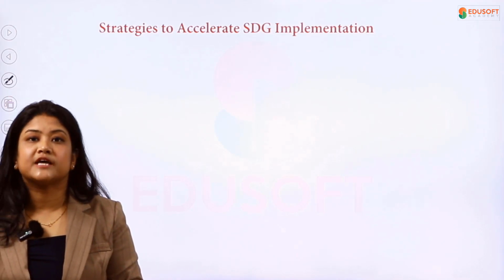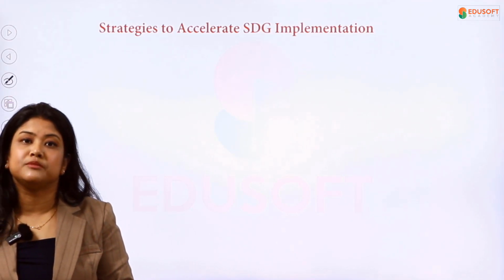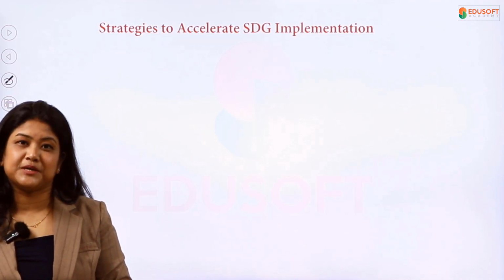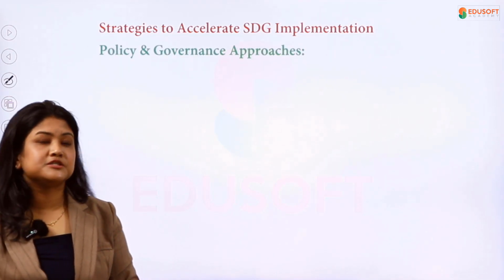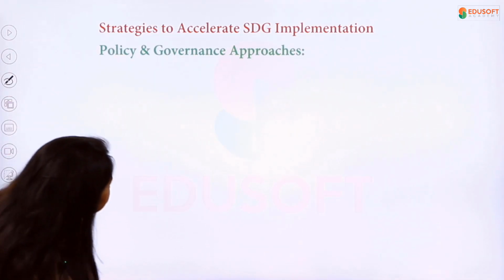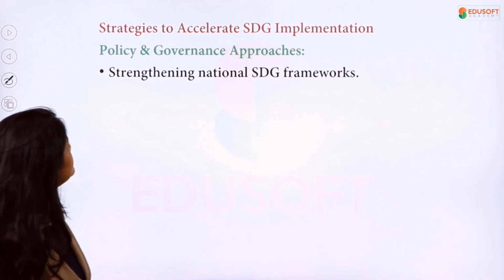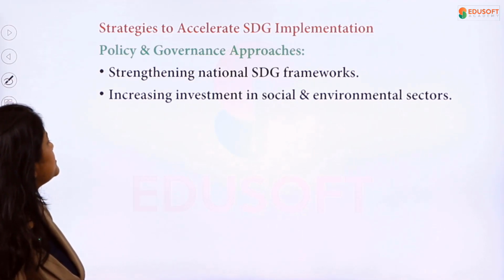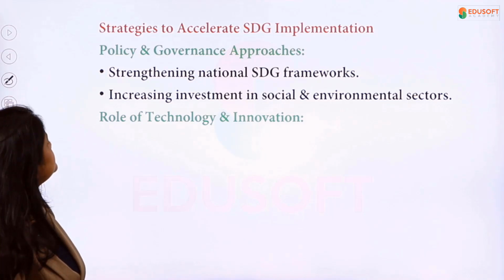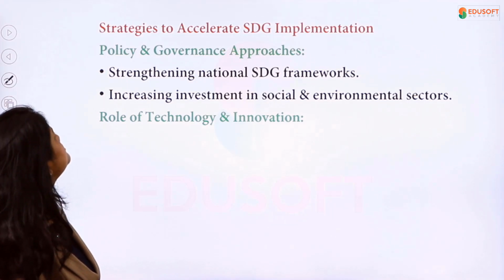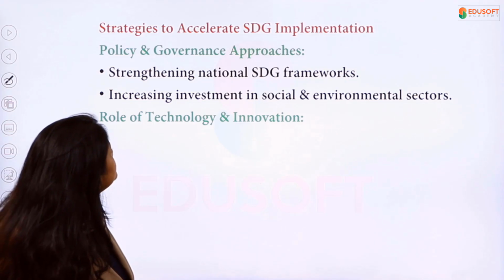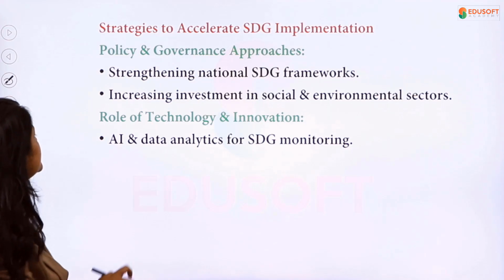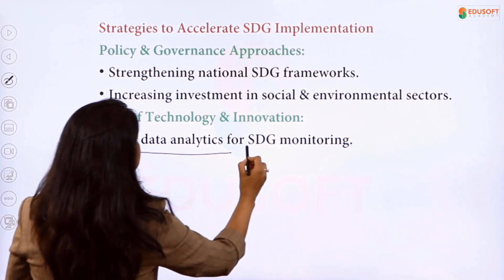So the strategies to accelerate SDG implementation. What are the different strategies that are there to accelerate SDG implementation? Let's see. In terms of policy and governance approaches: strengthening national SDG frameworks and increasing investment in social and environmental sectors. The role of technology and innovation: AI and data analytics for SDG monitoring.